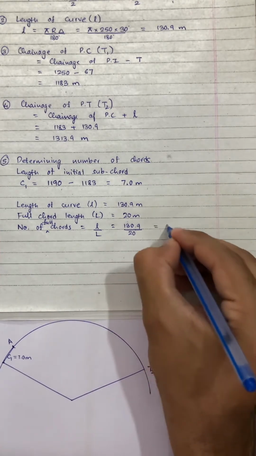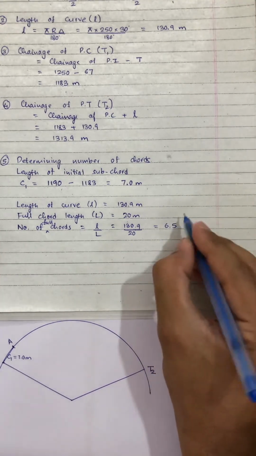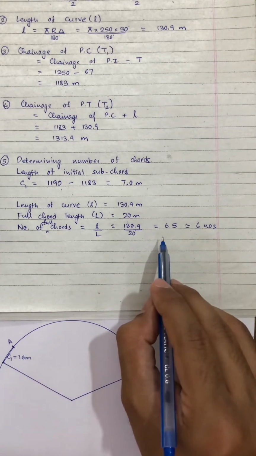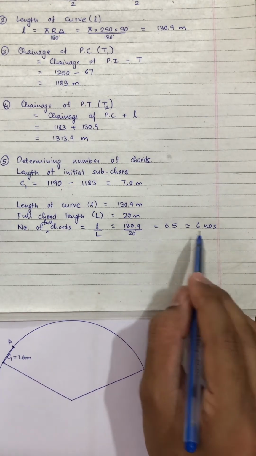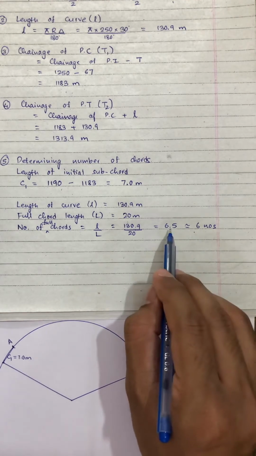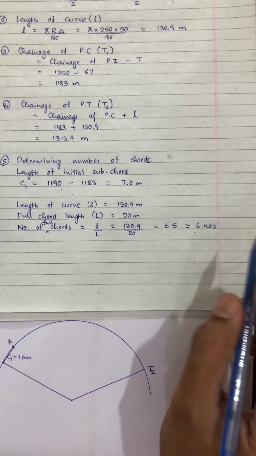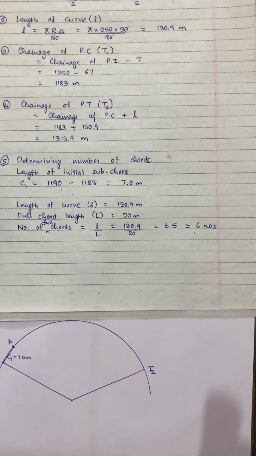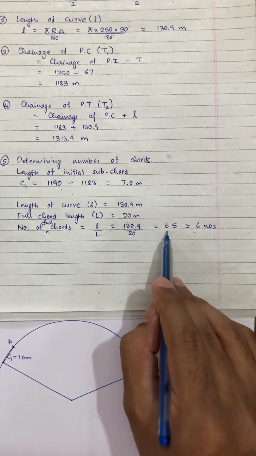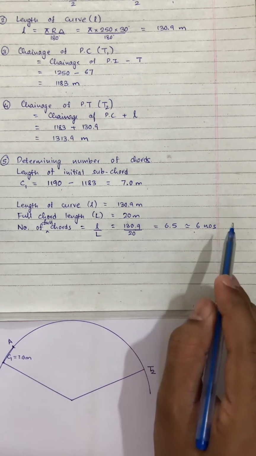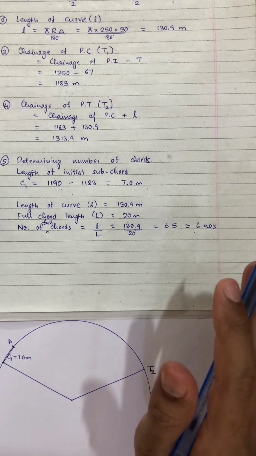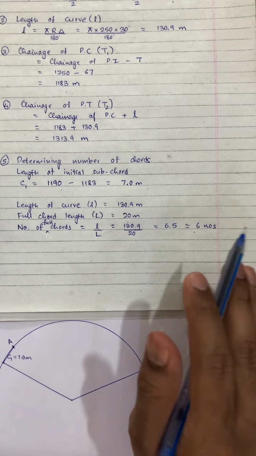This value comes out to 6.5. Let us assume it as 6 numbers. If the value is 6.1, still you have to take it as 6. If the value comes out to 6.9, still you have to take it as 6 only. You need not change it to 7. Whatever value is 6 point something, the number should be equal to 6 itself. This you have to keep in mind.